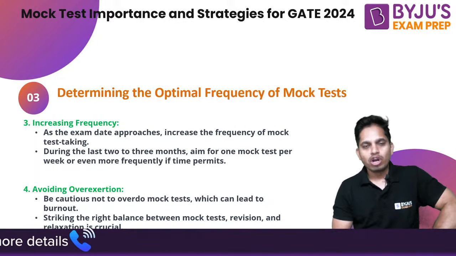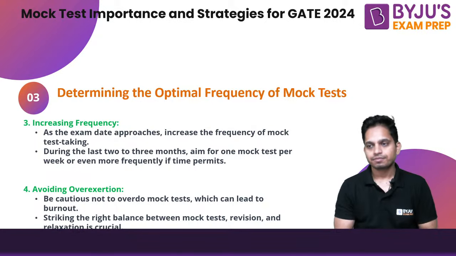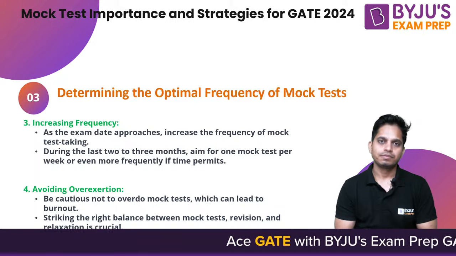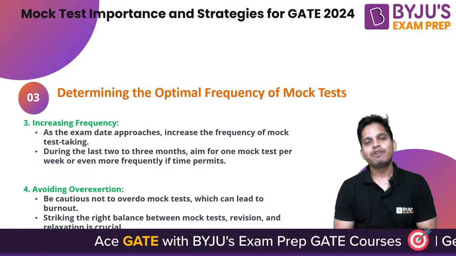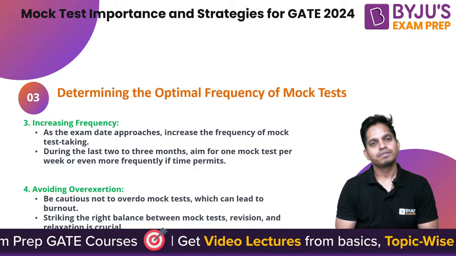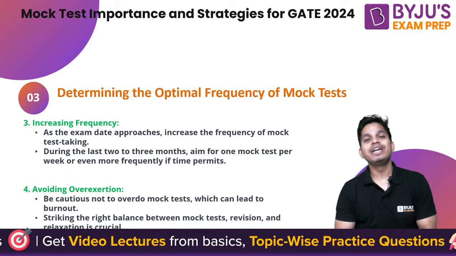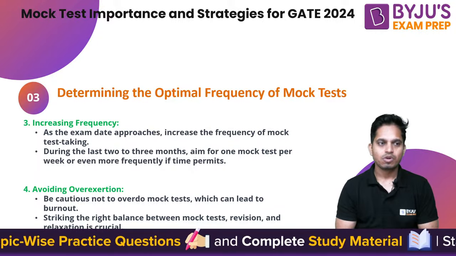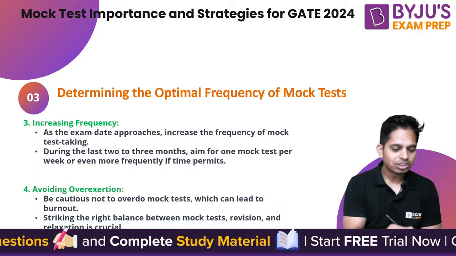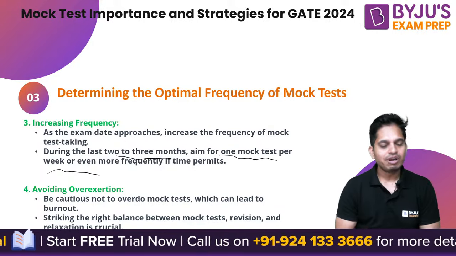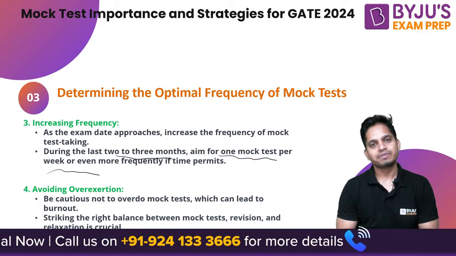Then slowly you increase the frequency. Maybe in December, take 3 mock tests. In January, in the first 15 days, take 2 mock tests. In the last 15 days, take 3 or 4 mock tests. In the last 2 to 3 months, aim for 1 mock test per week or even more frequently if time permits.